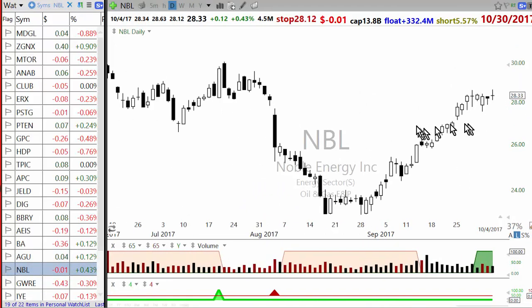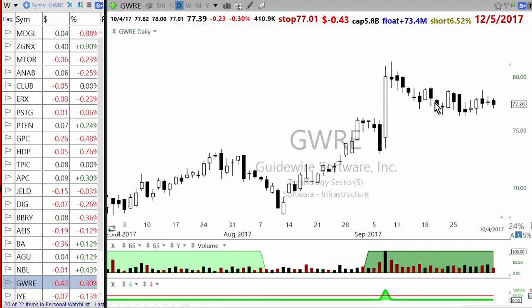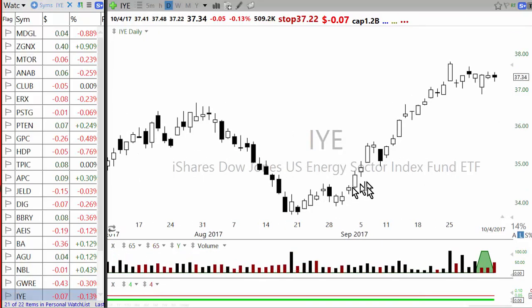NBL, which is in the oil sector, oil and gas, a lot of stocks in that sector are showing up. Guidewire, maybe kind of a setup, like becoming choppy. See here, a lot of negative days. But there was a huge volume breakout here. I'm not sure about the news. I have not checked the news as of now.